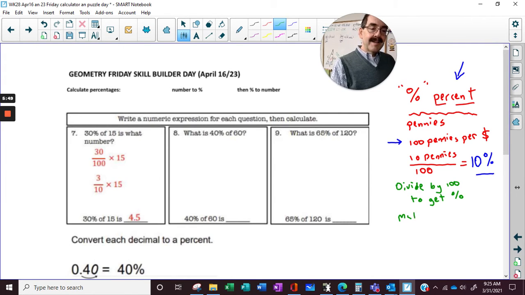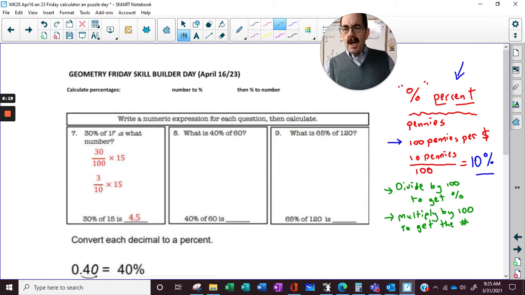Multiply by 100 to get the number. Okay. All right. So now, hopefully, you wrote a little bit of that down on your sheet. Now, 30% of 15 is what number?